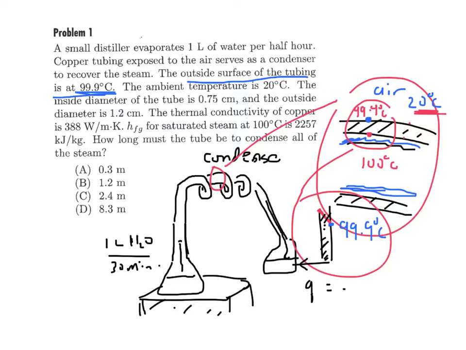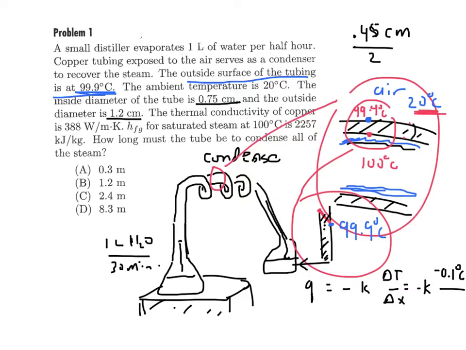So Q equals negative K delta T over delta X, equals negative K. Delta T is negative 0.1 degrees C. Delta X is, let's see, the difference between 0.75 and 1.2. The difference between these two is 0.45 centimeters. That's the total difference. And as Shelby and I think John pointed out to me, you have to divide that in half to get just one of these guys. So it's 0.225 centimeters. So this delta X is 0.225 centimeters.